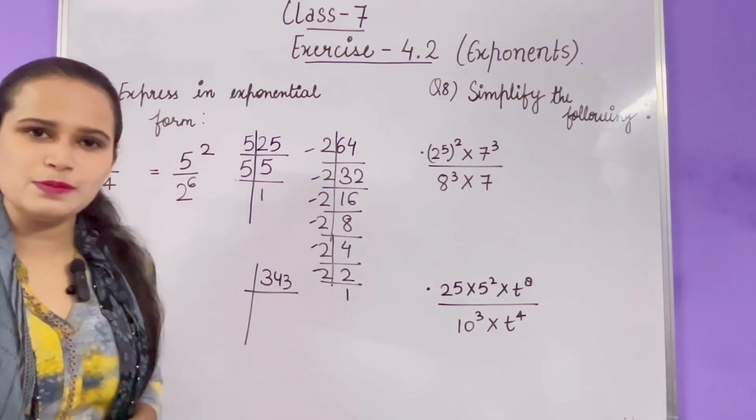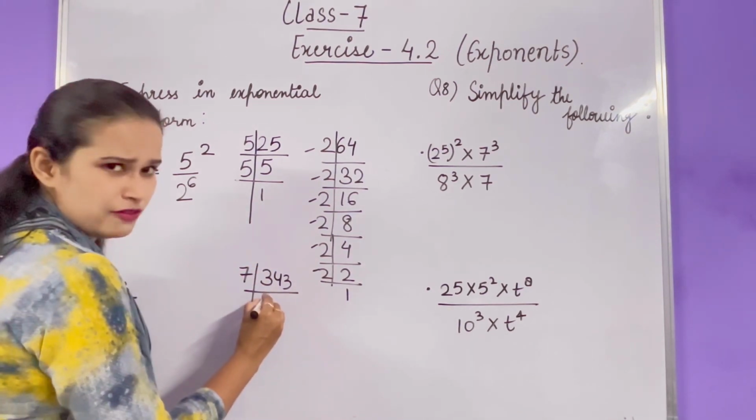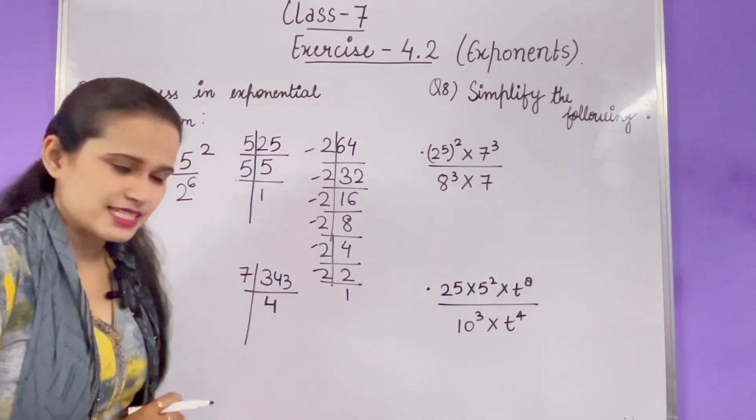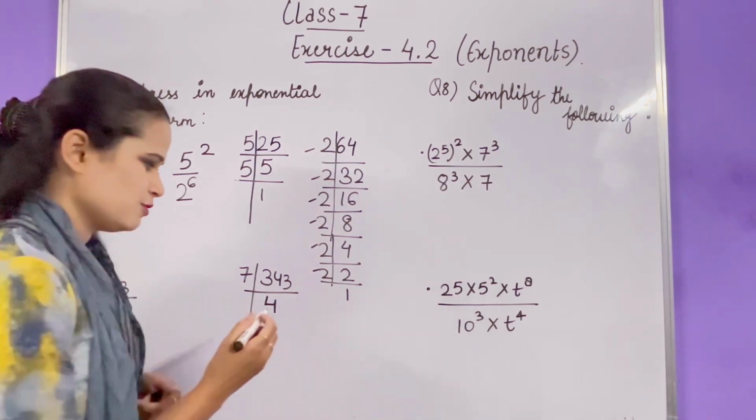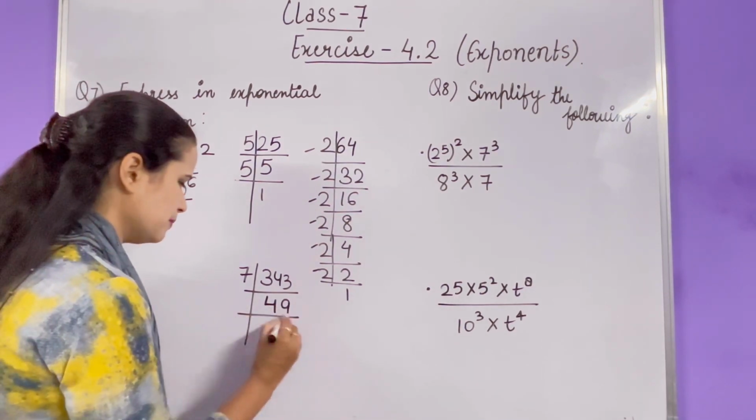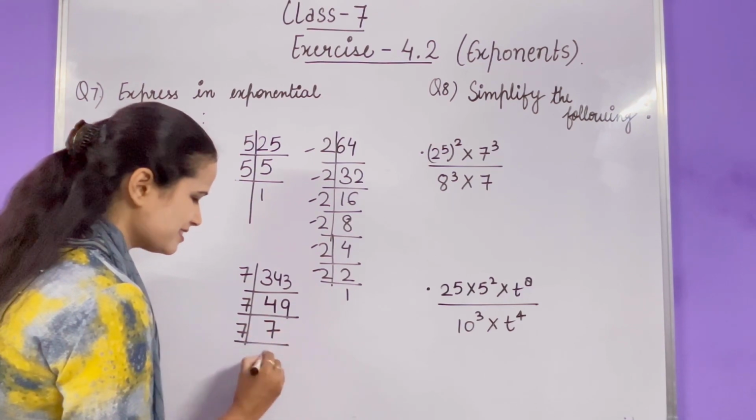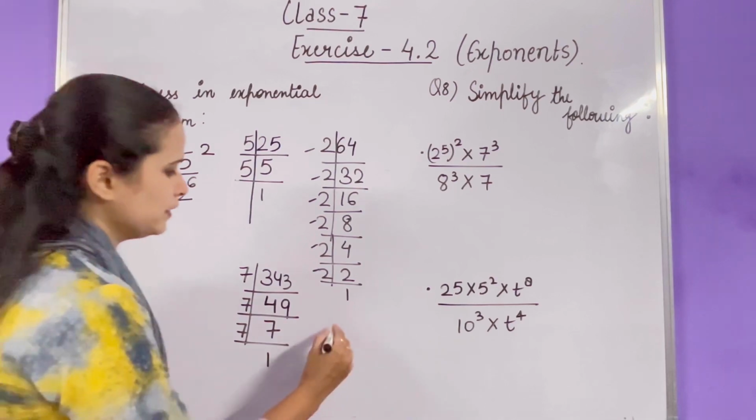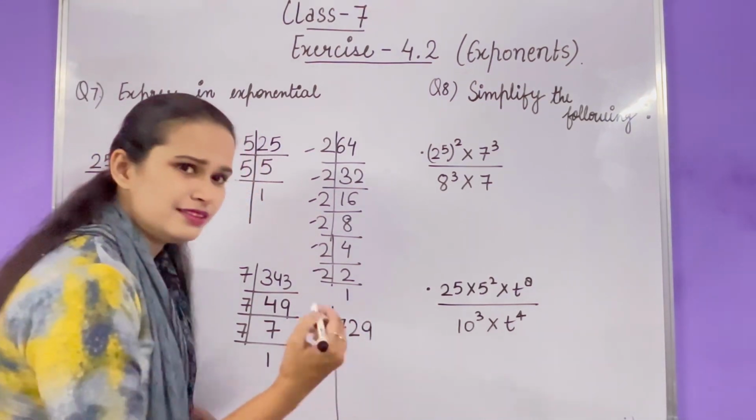343 is divisible by 7. So we will divide it by 7. 7 2s are 14, 7 3s are 21, 7 4s are 28. From 34 subtract 28. What will you get? 6. So 7 9s are 63. 7 7s are 49 and 7 1s are 7. Similarly, we will solve for 729. Now by what will we divide 729? Let's start with 3 only.